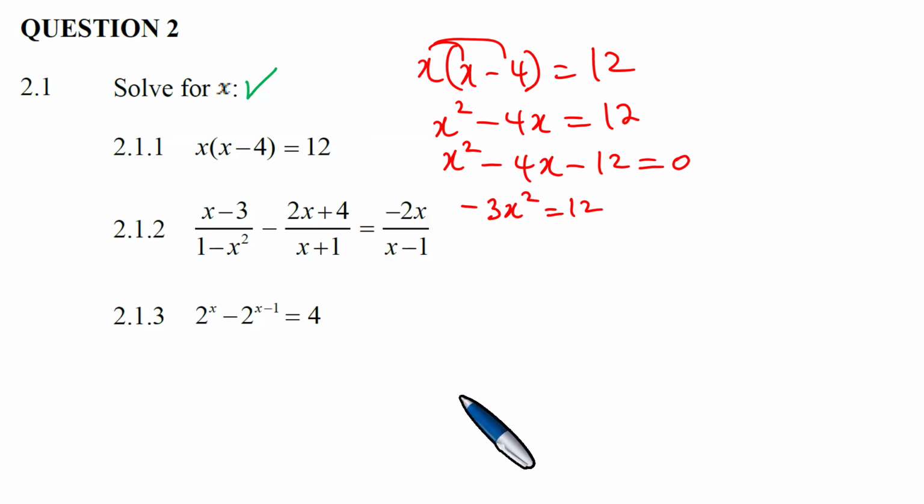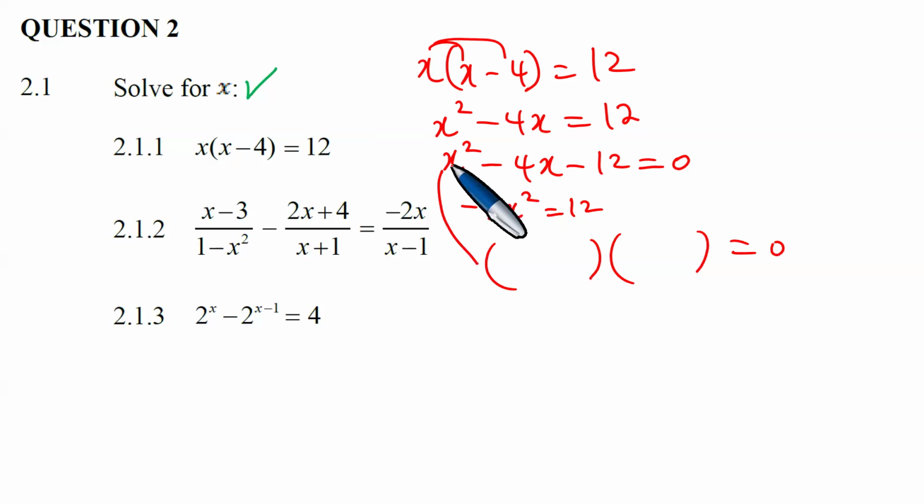All over negative 3 both sides. Okay. We continue. So divide both sides by 3. Okay, but now at this point, if you have this, you can just put the brackets like this.